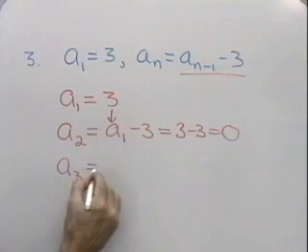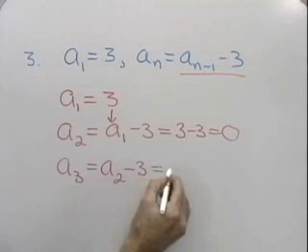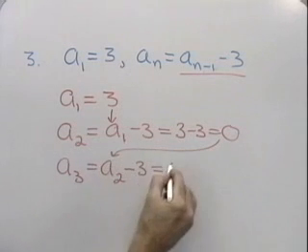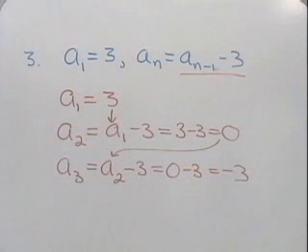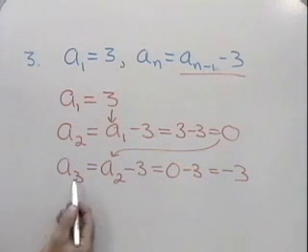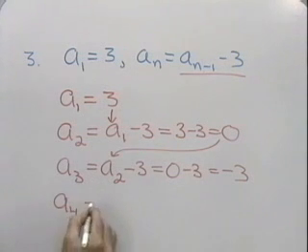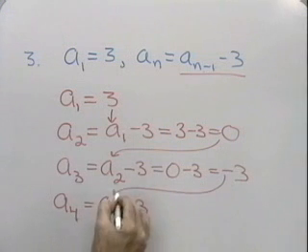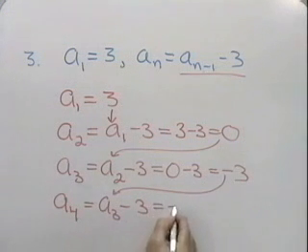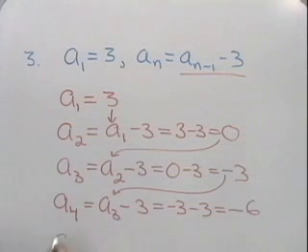A sub 3 will be a sub 2 minus 3. A sub 2 was 0, minus 3, which is negative 3. So you can see each term is written in terms of the term that came just before it. A sub 4 then is a sub 3 minus 3. I just found a sub 3, it's negative 3. I got a lot of 3's in this problem. So I get negative 6.